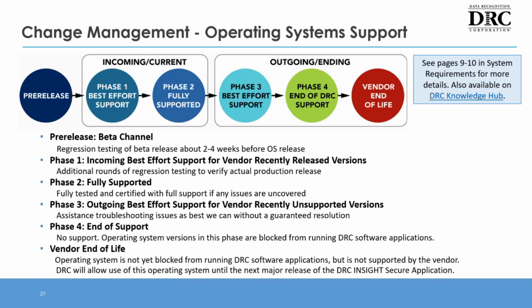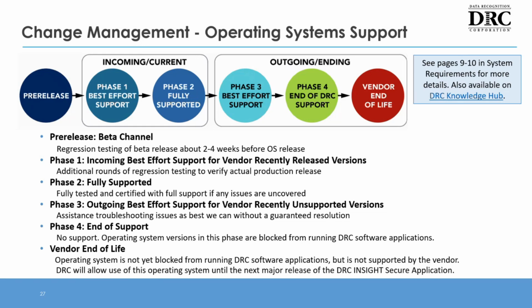These are the different phases of DRC's operating system support. First, we have a pre-release where DRC works with operating system vendors to test our software in each vendor's beta channel as they develop enhancements to the operating systems and before they are released to the public. Usually this is 2 to 4 weeks before the operating system is released.